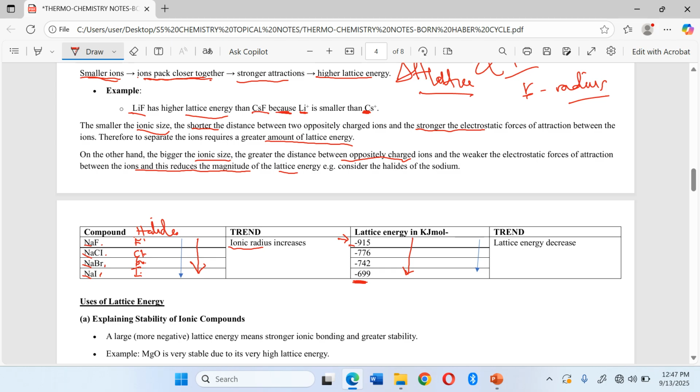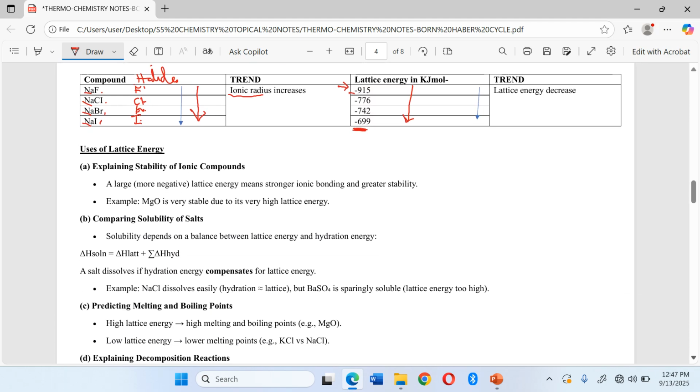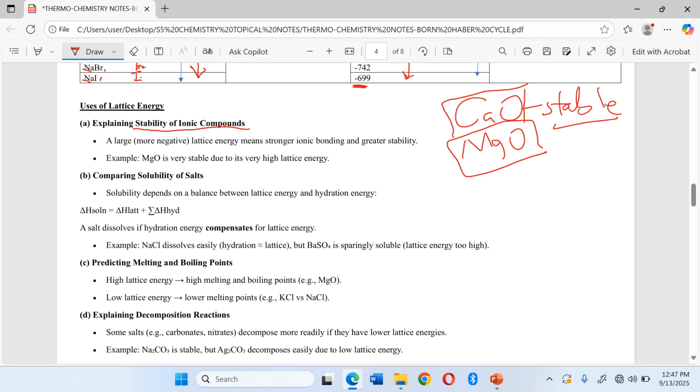Okay, what are the uses? Why are we taking time to study lattice energy? Lattice energy is very important in explaining the stability of ionic compounds. We can have two different compounds, for example calcium oxide and magnesium oxide. They ask you to calculate their lattice energy, and then tell which one is more stable between the two. How do you know which one is stable? We can know by using lattice energy.